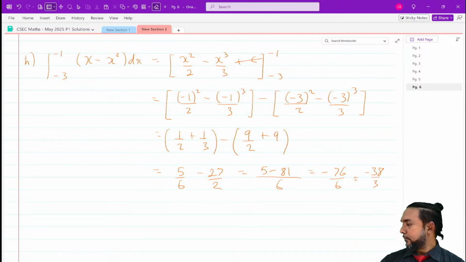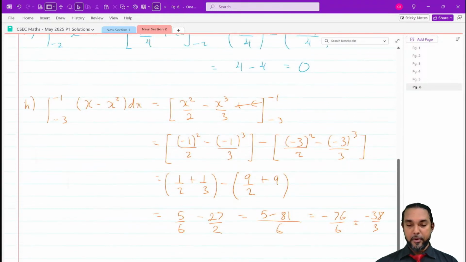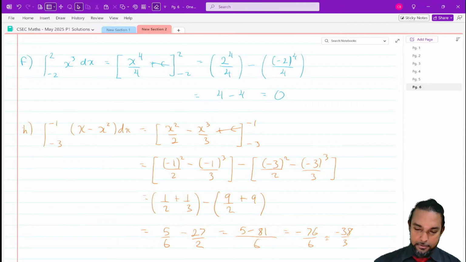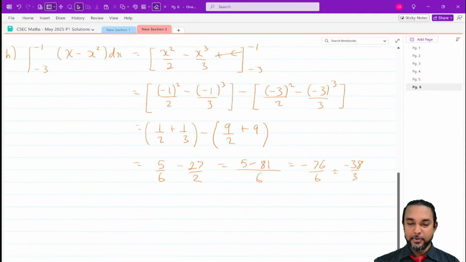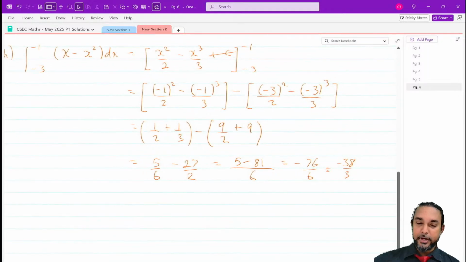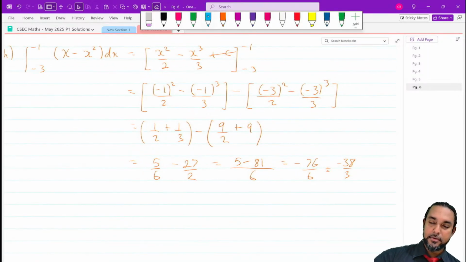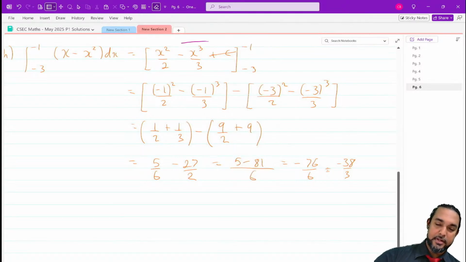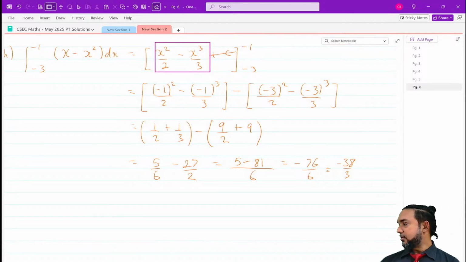All right, how are we feeling with H? Questions, problems? We'll zoom back in here. If you can get at least to the initial integral, you get some marks.